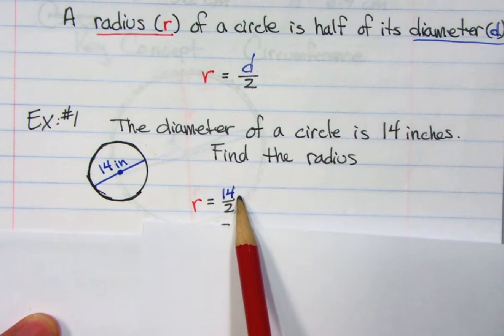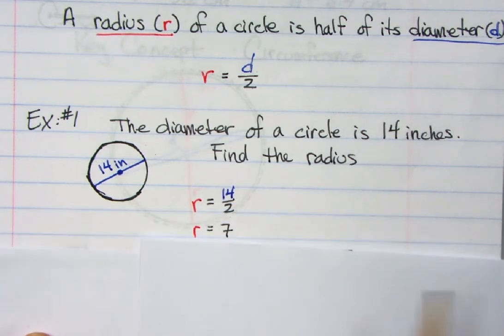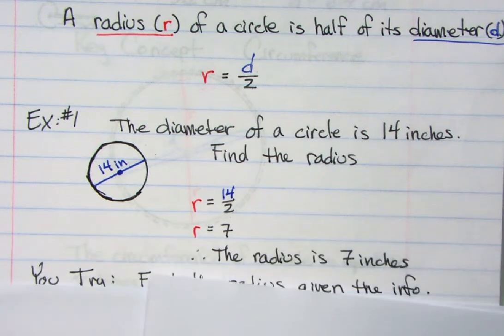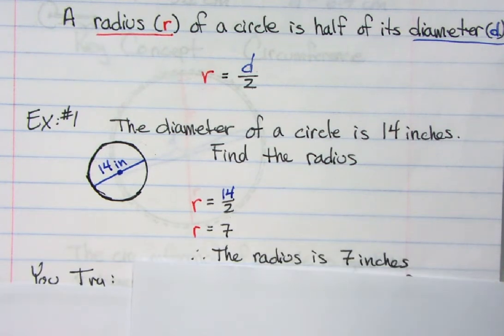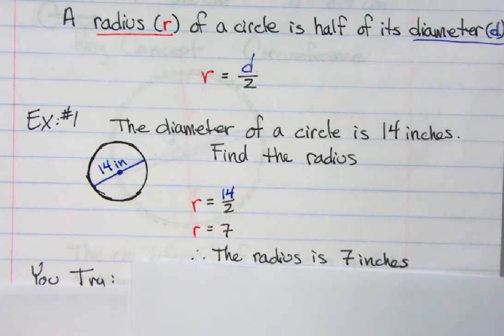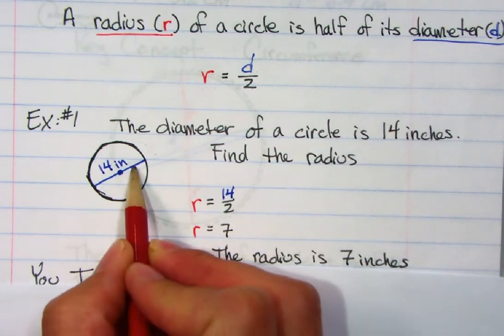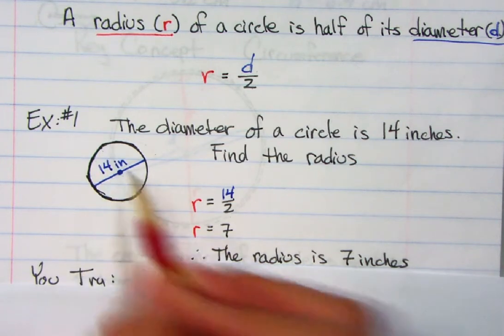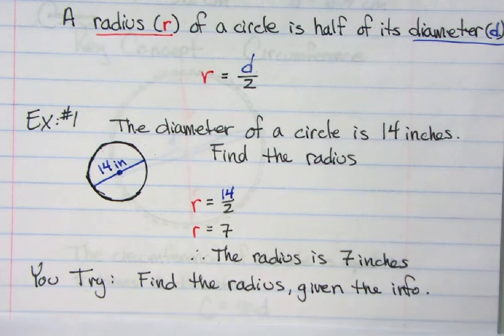And so in this case, it's 14 cut in half. That tells me that each of these sides is 7 and 7. So therefore, the radius is 7 inches. Pretty simple. I have it all the way across, cut it in half, and I find its radius. So now I know that if this is 7, then any point from the center to the edge is going to be 7 inches.